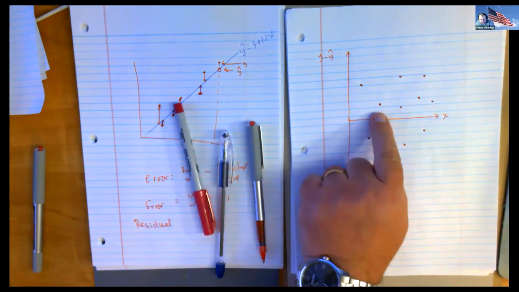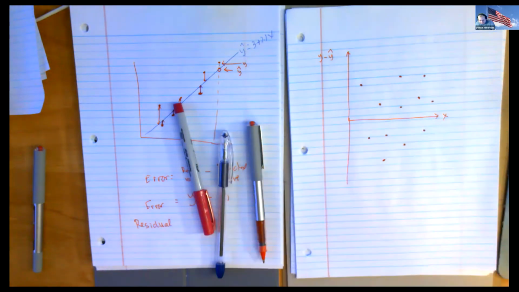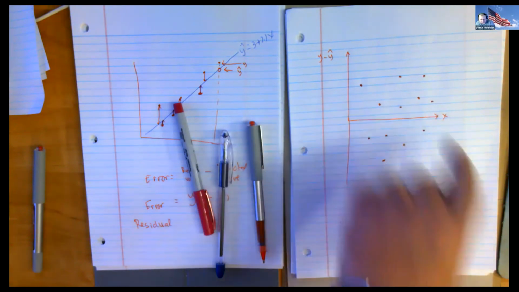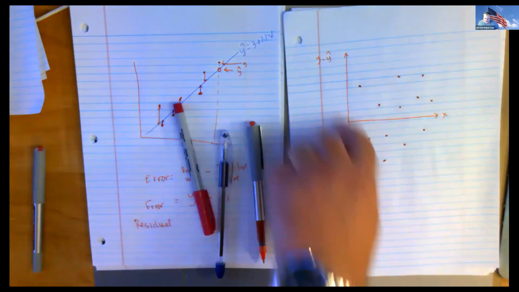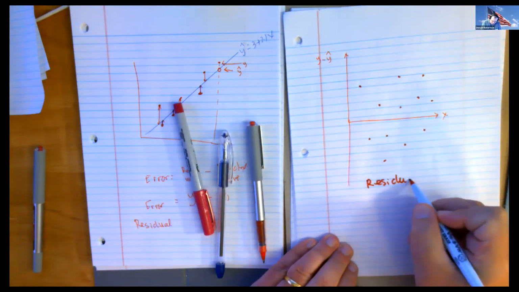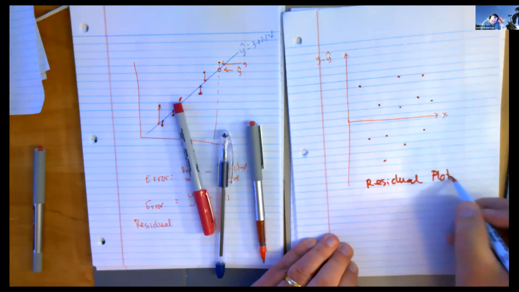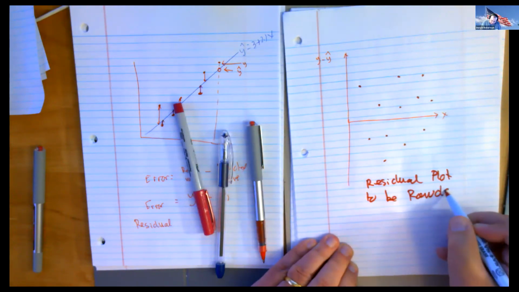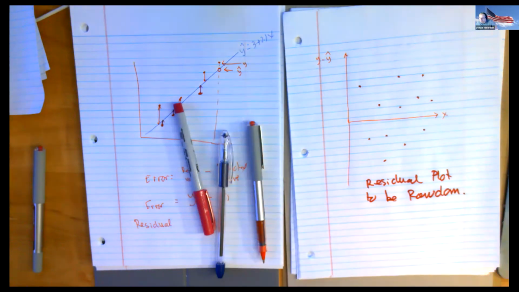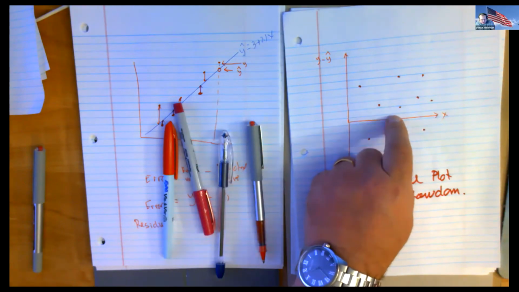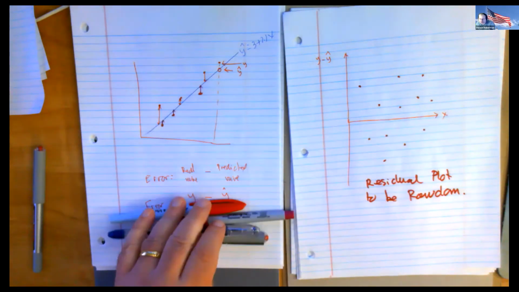For some X's, the value is positive. For other X's, it's negative. This is what you want to see. You want a residual plot to be random, just up and down like a yo-yo, with no discernible pattern. Why is that good? It is evidence that your model, your straight line, is a good fit.